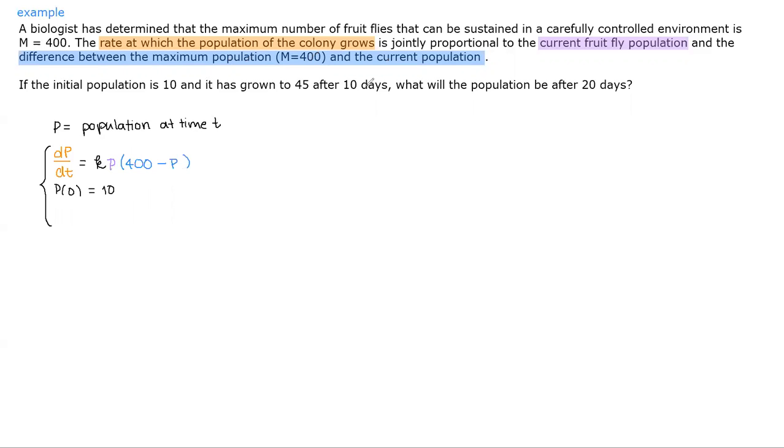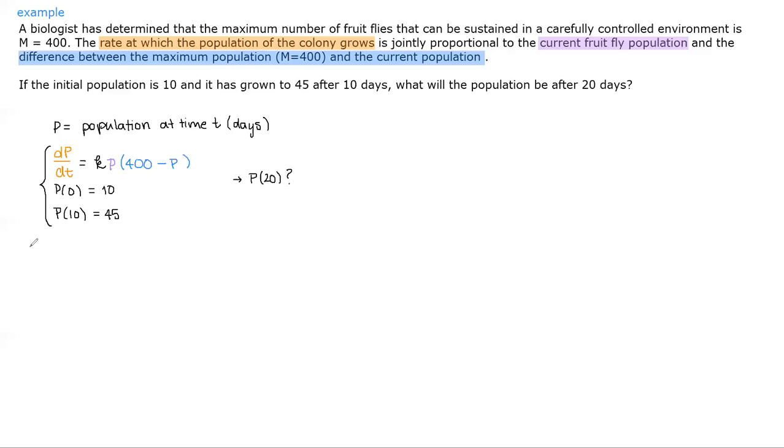And the population has grown to 45 after 10 days. So population after 10 days is equal to 45. Here I forgot to specify, but time is expressed in days. And the question is what the population will be after 20 days. So what is P of 20 going to be? Okay, so we can start by solving the differential equation, and as usual, then we'll use the conditions that we were given in order to find the constants that will inevitably appear once we find the general solution.